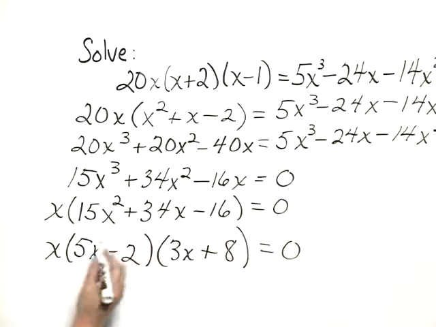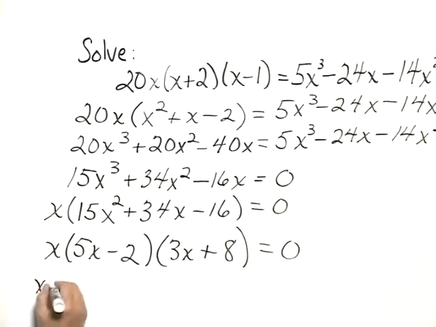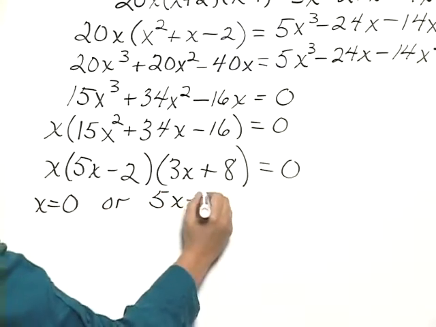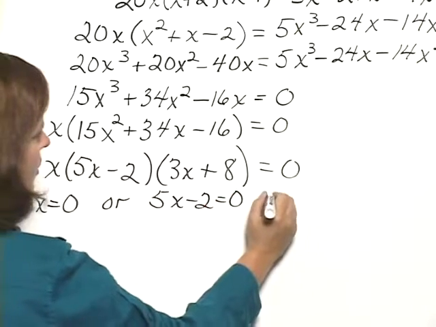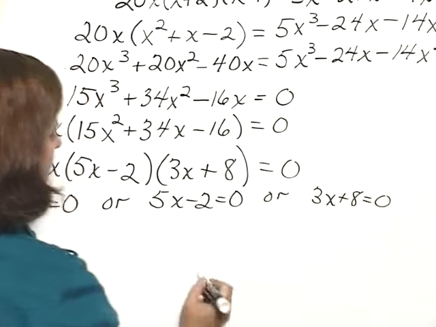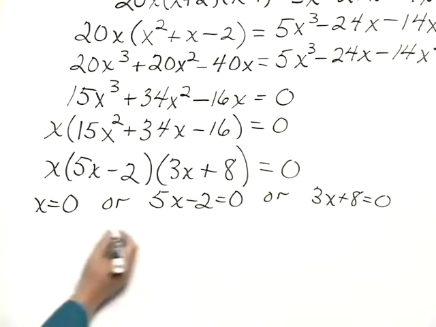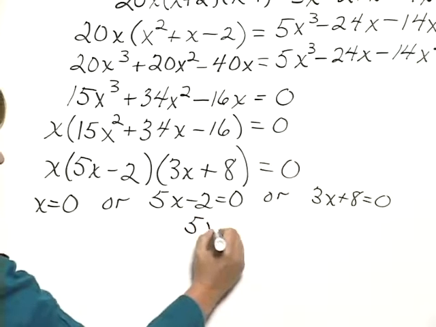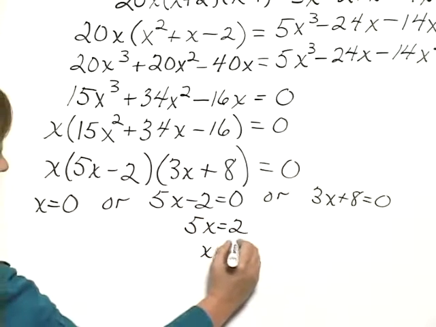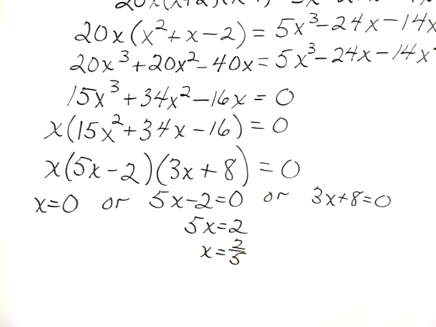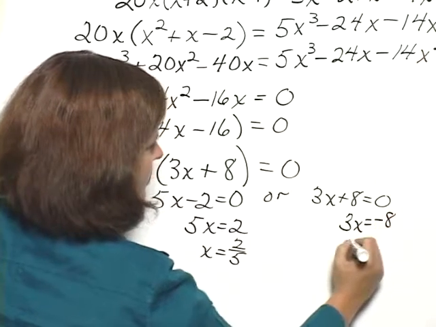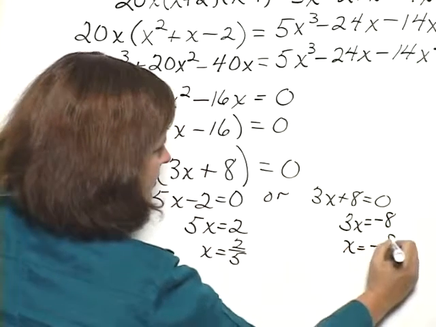Now I set each of these factors equal to 0. I have x equals 0, or 5x minus 2 equals 0, or 3x plus 8 equals 0. This is already solved for x. Solving for x here, I have 5x equals 2, dividing both sides by 5, x equals 2/5. And solving for x here, I would have 3x equals negative 8, or x equals negative 8/3.